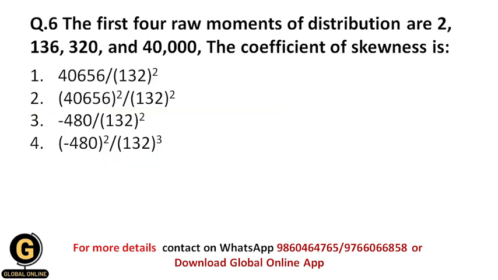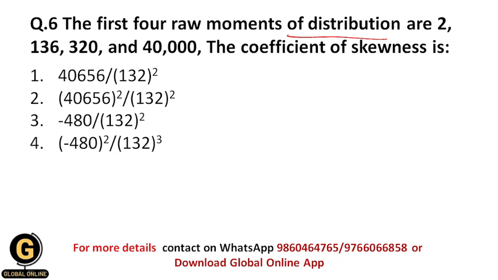Okay, the first 4 raw moments of a distribution are 2, 136, 320 and 40,000. The coefficient of skewness is? Now again in this question they have asked you to calculate the coefficient of skewness, but they have given you the 4 raw moments of the distribution.